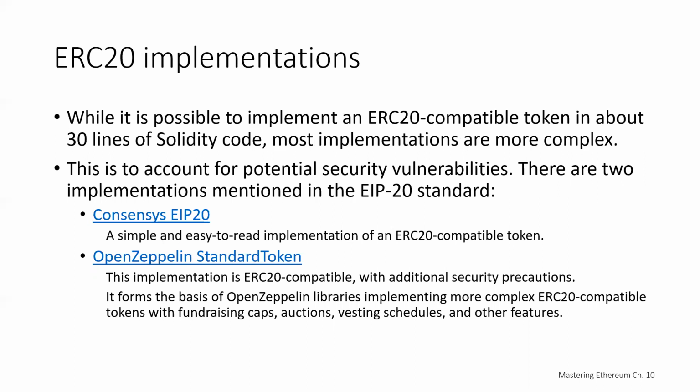So while it's possible to implement an ERC20 compatible token in about 30 lines of Solidity code, most implementations are more complicated. This is to account for potential security vulnerabilities. There are 2 implementations mentioned in the ERC20 standard. There's ConsenSys ERC20, a simple and easy to read implementation of an ERC20 compatible token.